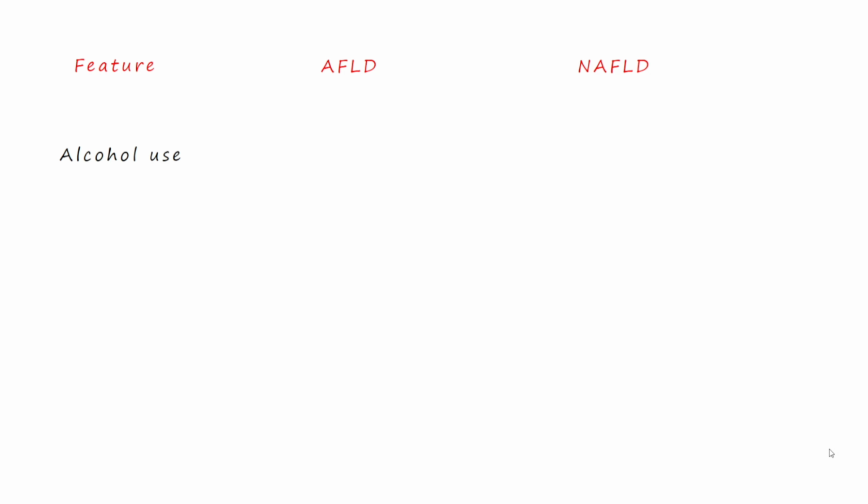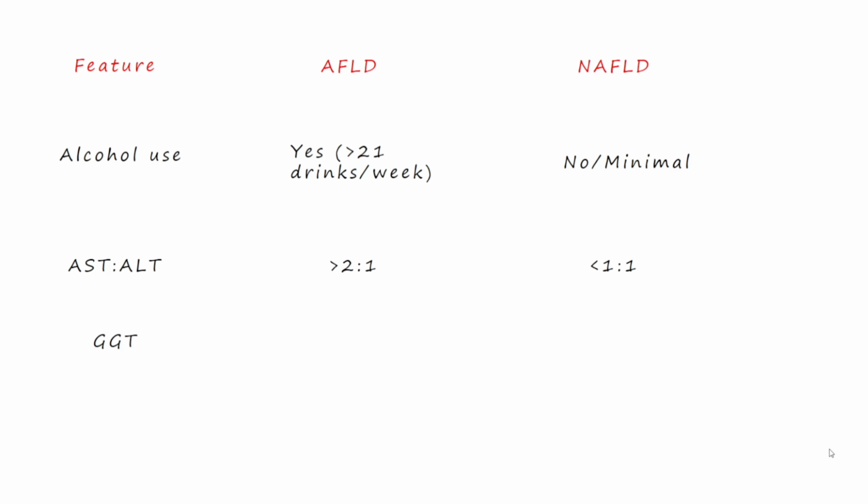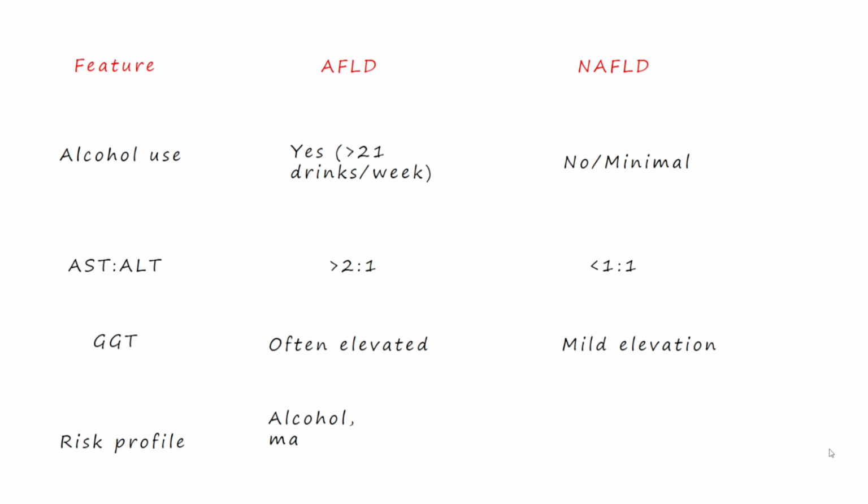Alcohol use is more in alcoholic fatty liver disease, whereas minimum or nil in non-alcoholic type. AST to ALT ratio is more than 2:1 in alcoholic and less than 1:1 in non-alcoholic. GGT, gamma glutamyl transferase, is more elevated in alcoholic fatty liver disease. Finally, alcohol and malnutrition are major risk factors in alcoholic fatty liver disease. In case of non-alcoholic type, they are obesity and diabetes.